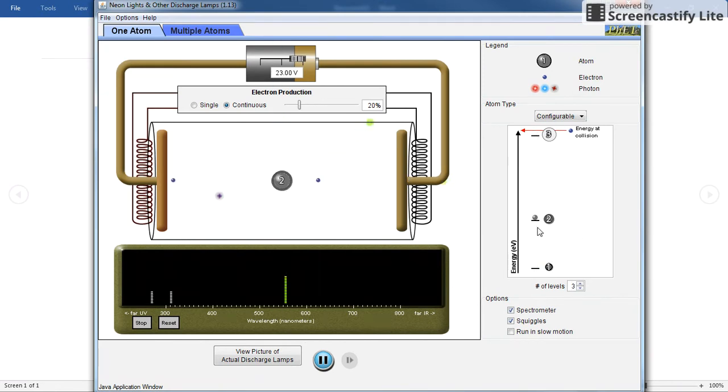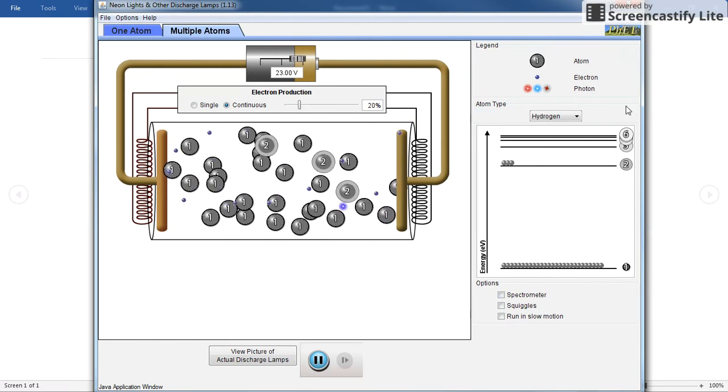So the shortest distance will be in the visible, and my third to first and my third to second, because they're quite far apart, are quite high energy down here. So you can have a play with that, add another energy level, move those around, see what happens if you change where the energy levels are.